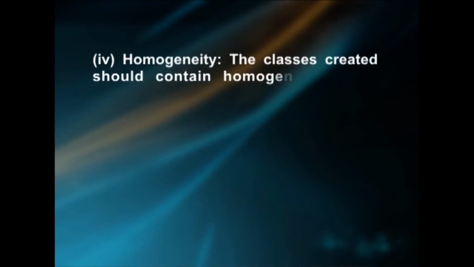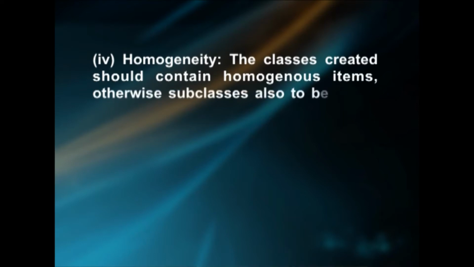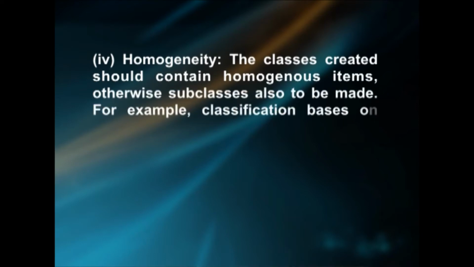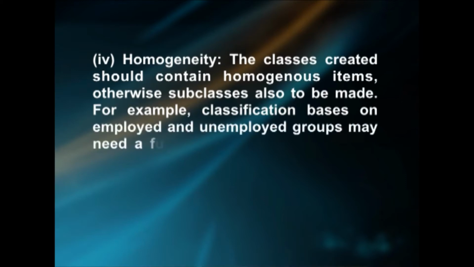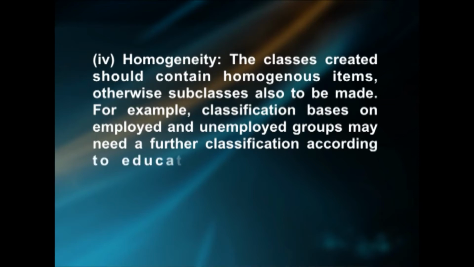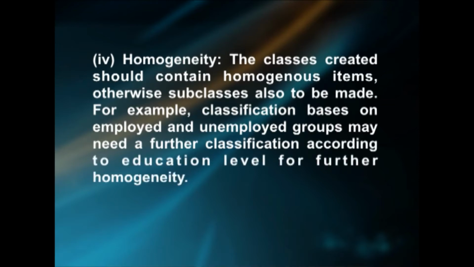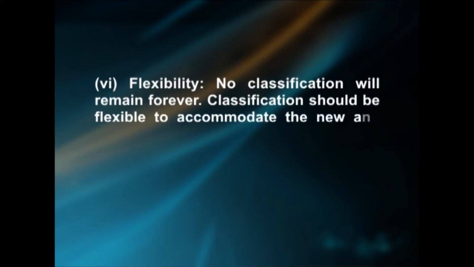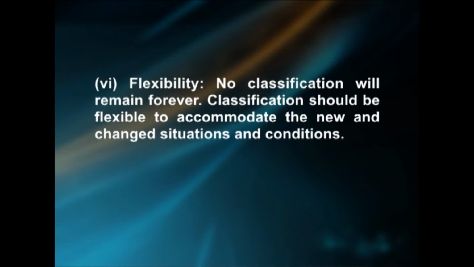3. Stability. The classification once made should be capable of serving any statistical inquiry which has a possibility to arise from the data. 4. Homogeneity. The classes created should contain homogeneous items, otherwise subclasses also are to be made. For example, classification on the basis of employed and unemployed groups may need a further classification according to education level for further homogeneity. 5. Flexibility. No classification will remain forever. Classification should be flexible to accommodate new and changed situations and conditions.